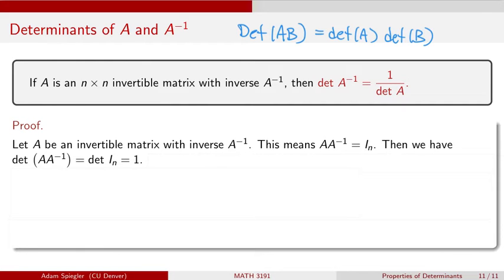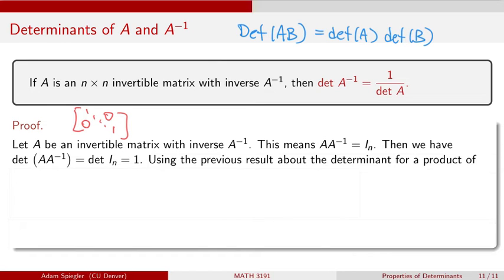The identity matrix, recall, is the matrix that has 1s along the diagonal and 0 everywhere else. So the determinant of this we would get by taking the product of all of the 1s on the diagonal. And that's why we get a 1 over here.